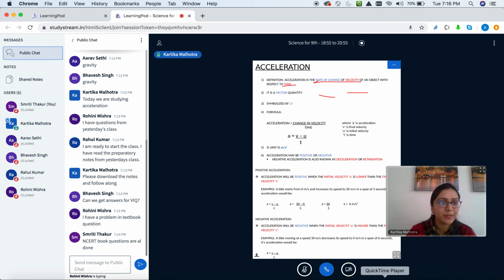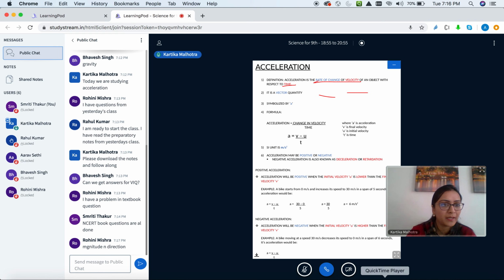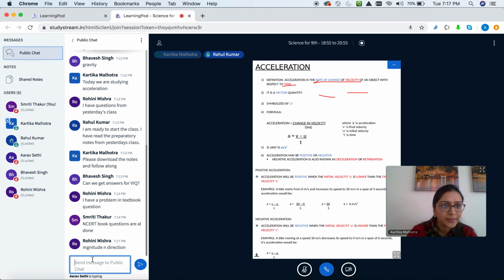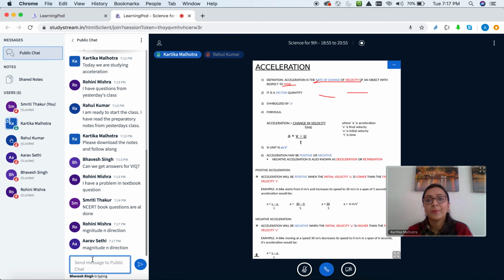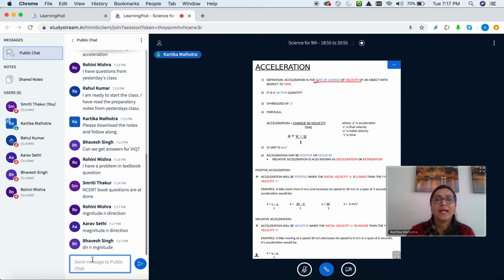Can anyone tell me the two properties of a vector quantity? You can just speak out, raise your hands, type. Right, I'm seeing some answers. Rahul Kumar is raising his hand. Yes, Rahul. Ma'am, it's magnitude and direction. Perfect, right. Rohini is also saying magnitude and direction. Perfect. So, like velocity, acceleration also has magnitude and direction, and both of them need to be considered.